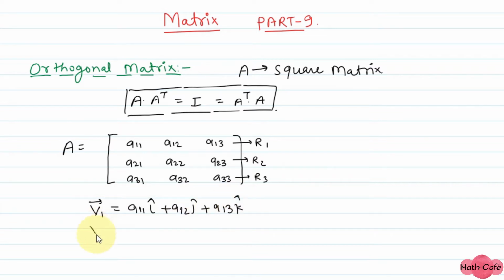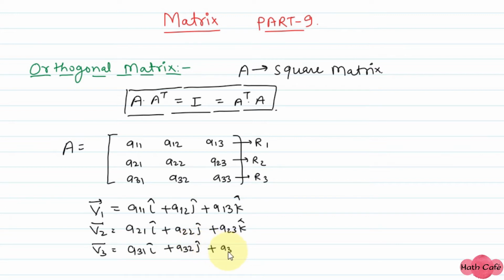All right. Just like that, V2 vector will be all the entries of R2 as components. So A21 i cap plus A22 j cap plus A23 k cap. Just like that, V3 vector will be, if all the entries of R3 are the components of V3, A31 i cap plus A32 j cap plus A33 k cap. All right. So we will satisfy this condition for the matrix A.